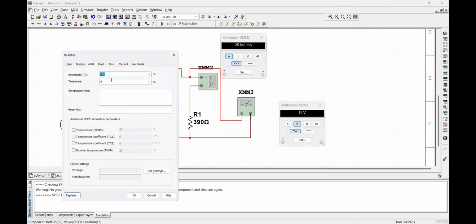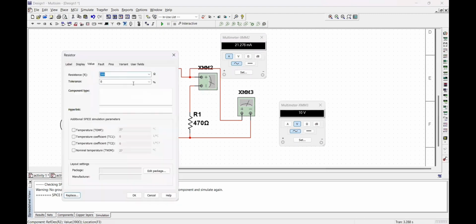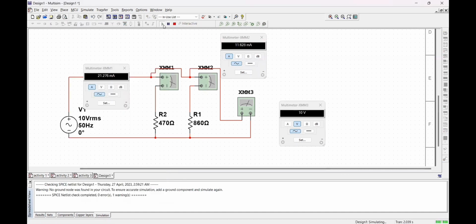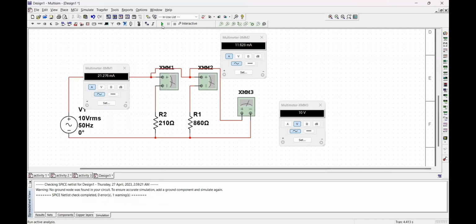And then we choose the second one, which is 390 ohms and 470 ohms, and run. So we get the value, and then we go to the third resistor, which is 470 and 890, and this is the value. And for the last one is 210 and 890. So this is the value.